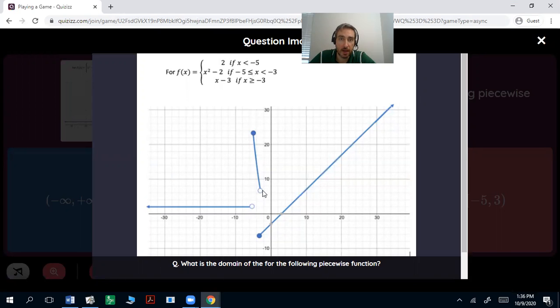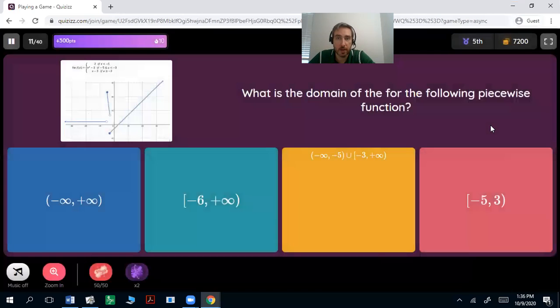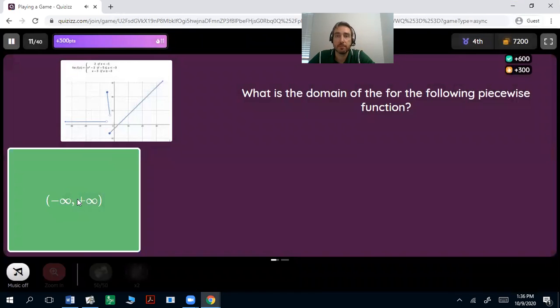Everything between -5 and 3 is graphed, not including 3 in this open circle, but including -3 down here, and then it's pointing to the right. So there is no x value that you could not plug in somewhere. So your domain would be all real numbers. All real numbers is -infinity to +infinity.